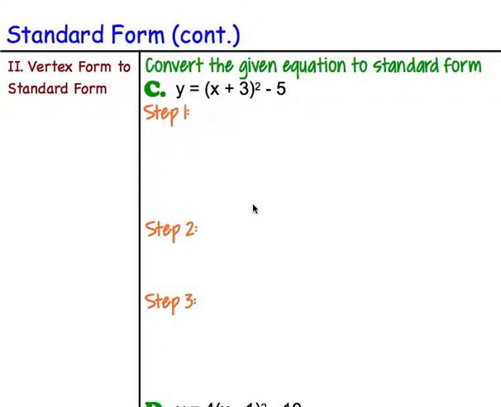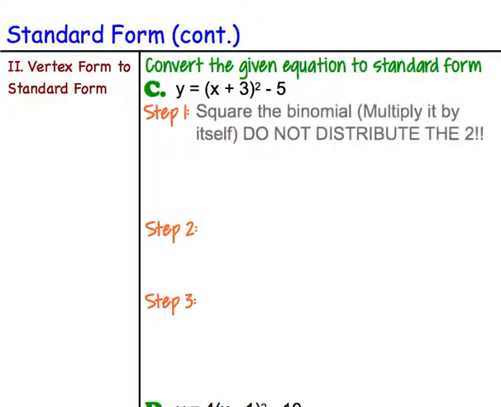Now we're going to take a look at converting from vertex form into standard form. So our first step with y equals the quantity x plus 3 squared minus 5 is going to be to square the binomial. In other words, multiply it by itself. I'm putting down here, do not distribute the 2. Do not distribute the square and just square x and square 3, because if you recall, that does not work.